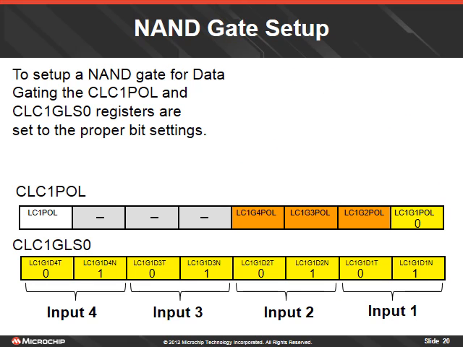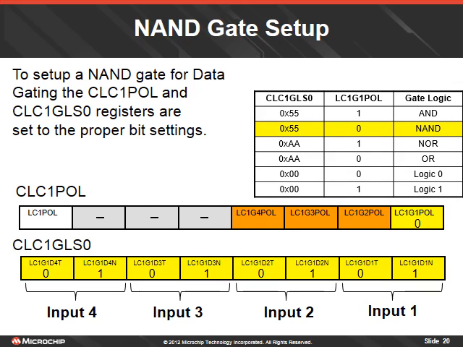To set up a NAND gate for data gate 1, the CLC1 GLS0 register is set to 55 hex, and the LC1 G1 POL bit in the CLC1 POL register is cleared. The table shows other register settings to create the other logic gates.